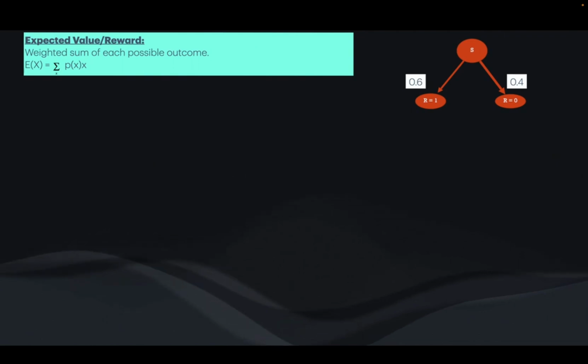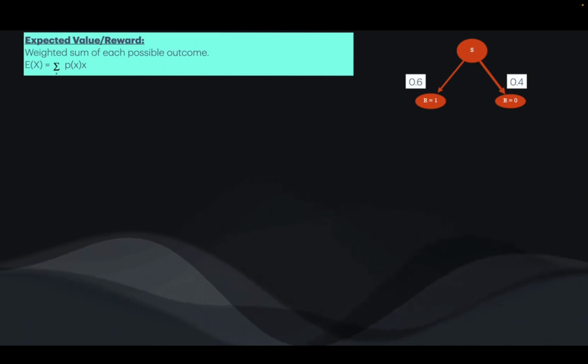Now the cumulative reward which the agent might get at state S is computed by multiplying each probability with its reward value and then summing, which gives the total reward or the expected value. For this example, if you multiply 0.6 with 1, you get 0.6, and then you multiply 0.4 with 0, you get 0.